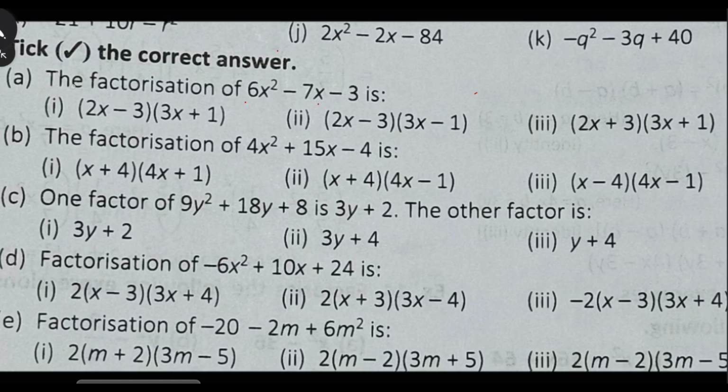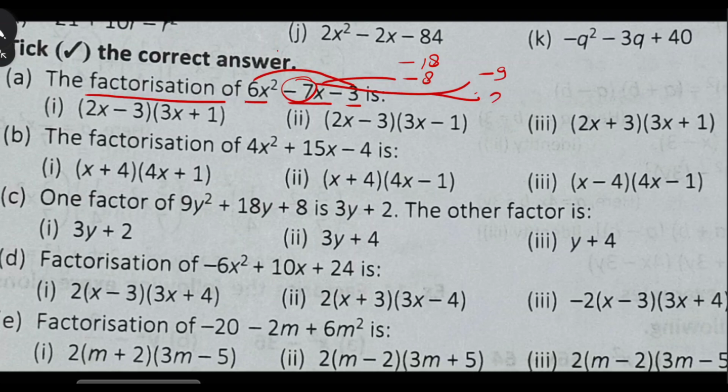Our next question is saying that the factorization of 6x square minus 7x minus 3 is. So now multiply 6 threes are minus 18. You have to split minus 7 in such a way that you will get minus 18. So we are going to split this minus 7 as minus 9 and plus 2. So minus 9 into plus 2 gives minus 18, and minus 9 plus 2 gives you minus 7 here.